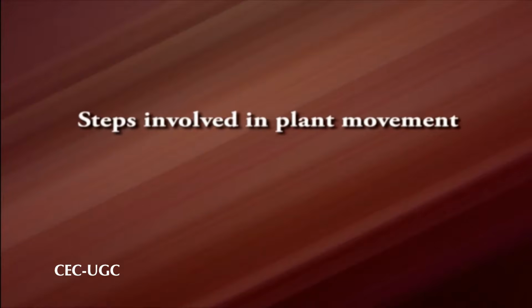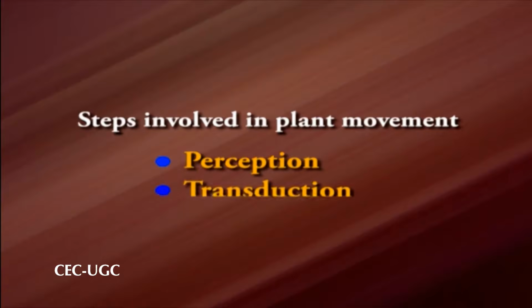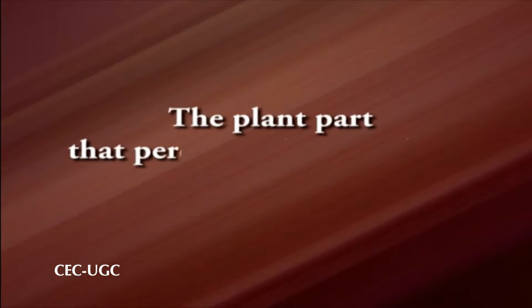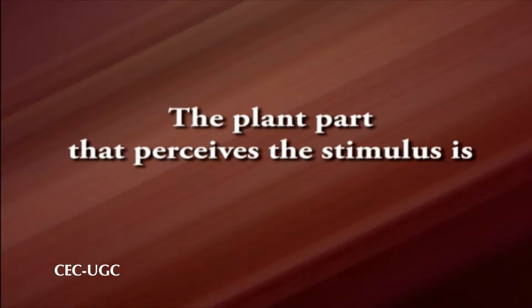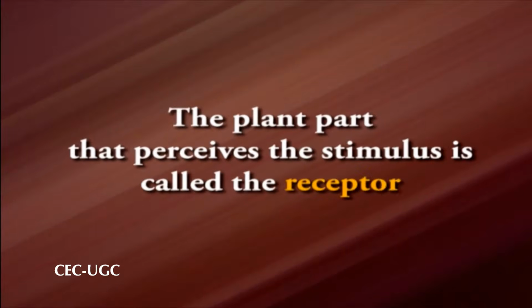Broadly, plant movements are accomplished in three main steps. Number one is perception. Number two, transduction. And number three, response. Firstly, the stimulus always acts on some internal plant machinery. And the plant part that perceives this stimulus is called the receptor.